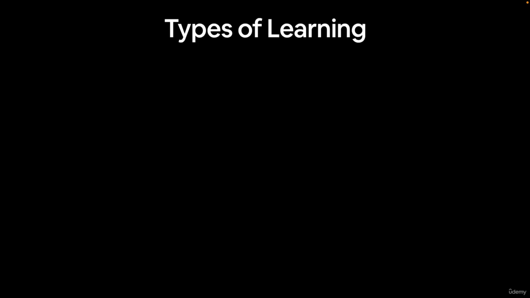Now, for the next video, let's dive in briefly to different kinds of learning. So we've looked at what a neural network is, the overall algorithm, but there are also different paradigms of how a neural network learns. I'll see you in the next video.